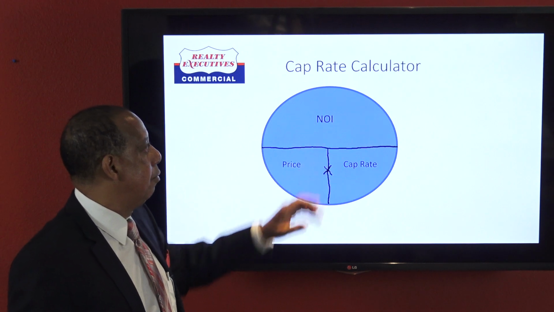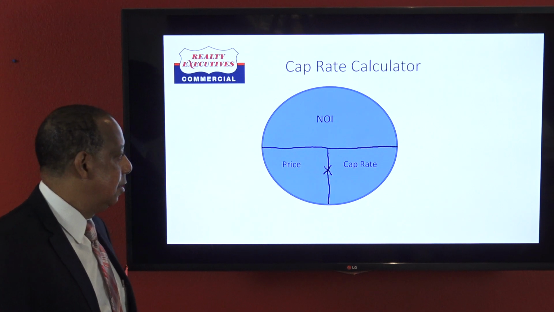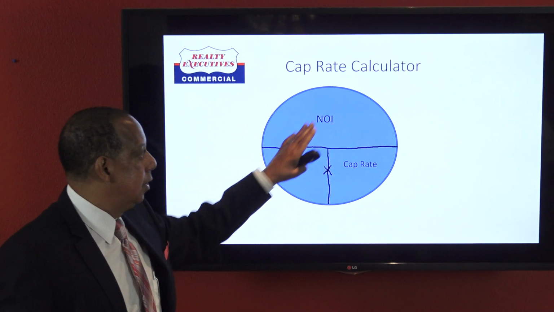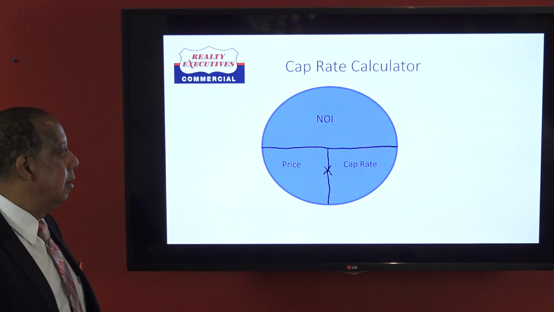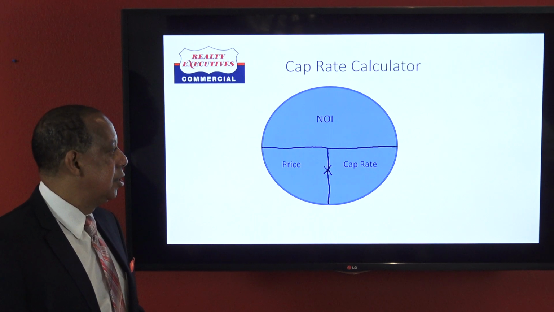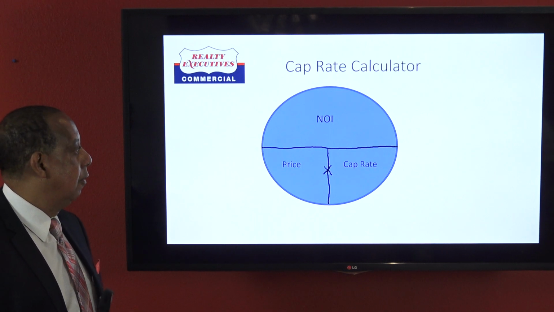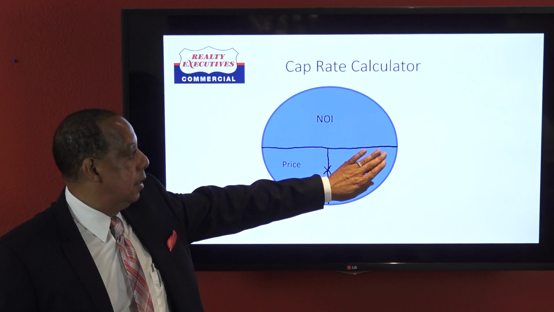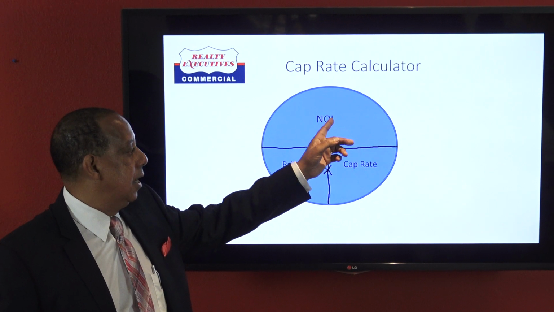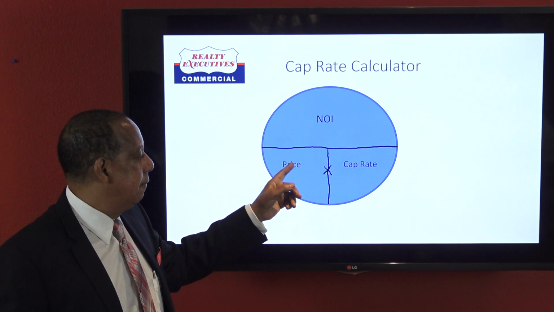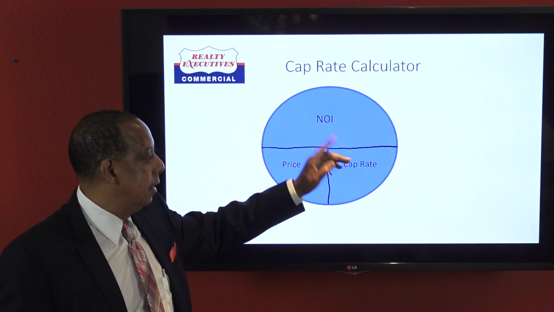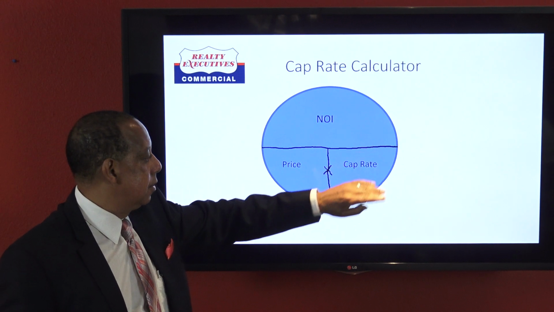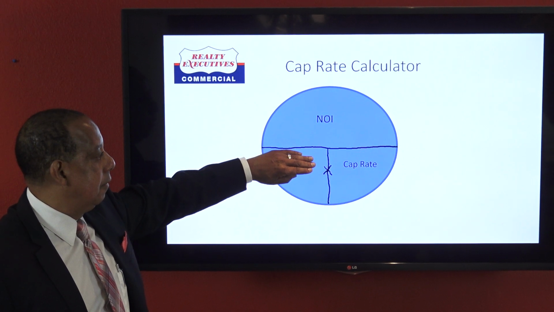This is my little cap rate calculator that I like to show you guys, because you can find out what you're looking for with this calculator. The only thing you have to do is cover what you're looking for and then you will find it. For example, if I'm looking for a cap rate, then the only thing I need to know is the NOI and the price. If I divide the price into the NOI, then I'll find my cap rate. You see how that works? Whatever you cover up, you can find.